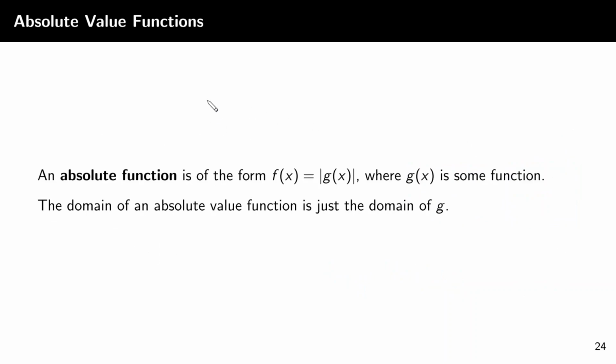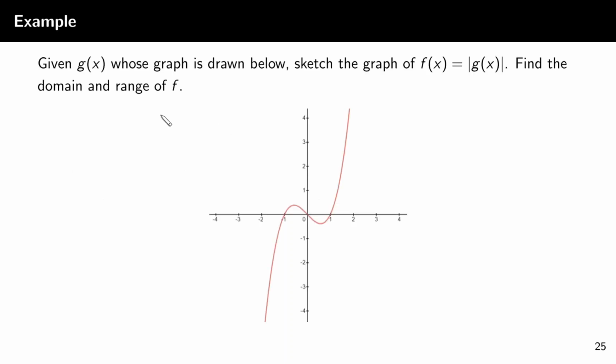Now, we have another kind of function, the absolute value function. So an absolute value function is of the form f of x is equal to the absolute value of g of x, where g of x is some function. Okay, so the domain of the absolute value function is just the domain of g. Okay, so let's look at this example.